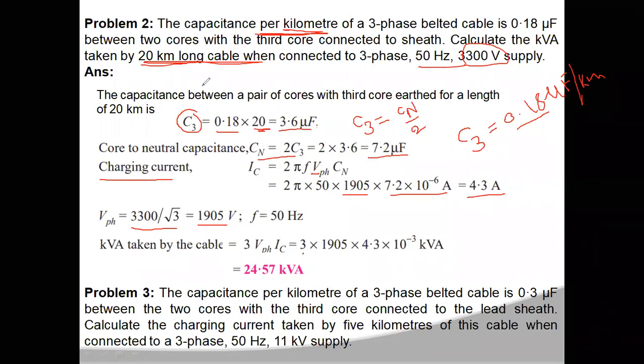After calculating the charging current, they also asked to calculate the kVA, kilovolt ampere, taken by the cable. Volt ampere is nothing but voltage into current, and in terms of kilovolt amperes you have to consider it. The volt ampere rating for the 3-core cable will be 3 times V phase into IC. Now you know the values of V phase and IC, so if you calculate the kVA, you get 24.57 kilovolt ampere. This is how you can calculate the charging current flowing through your cable and the kVA taken by the cable.